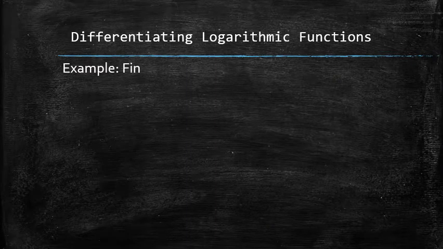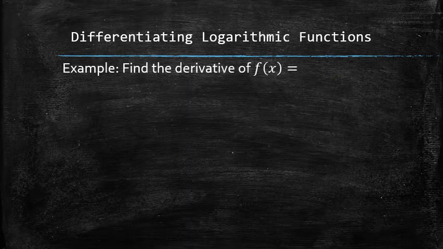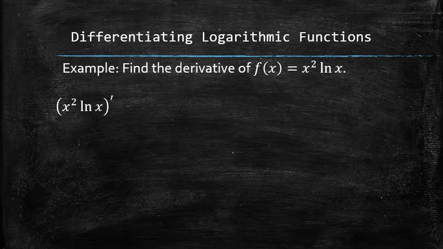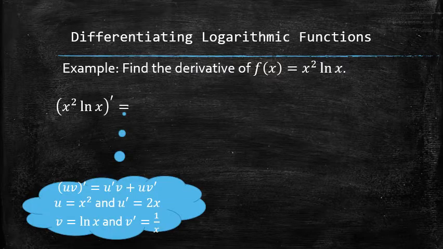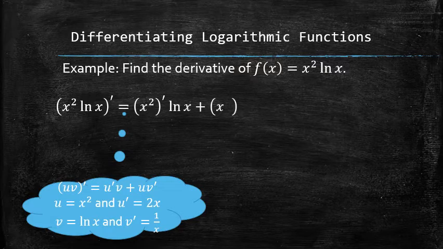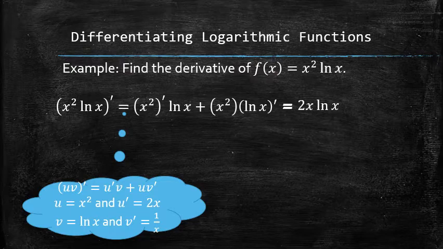Let's find the derivative of the following function. We start the differentiation process by recognizing that we are differentiating a product of two functions. So we apply the product rule, for which we know how to determine all the components. So we get the following answer after simplifying the expression.